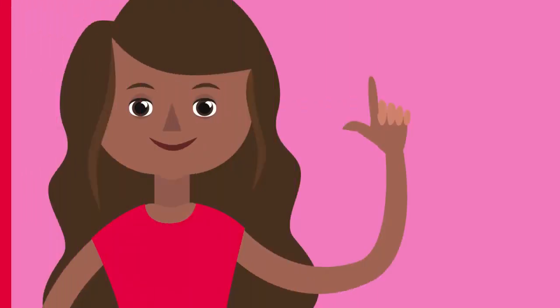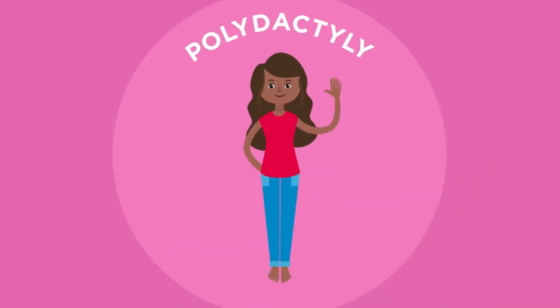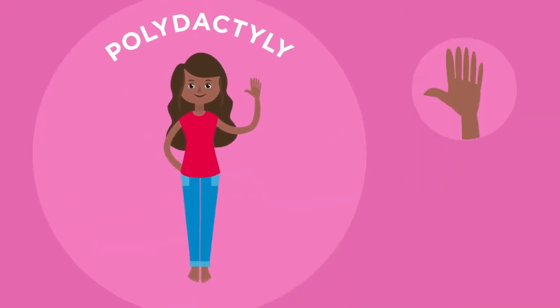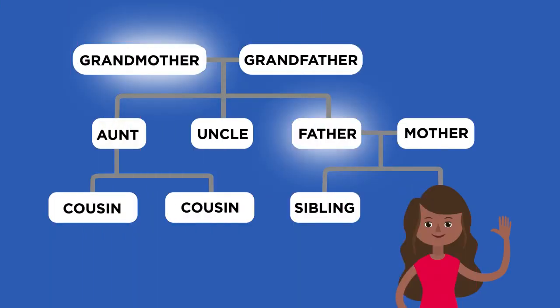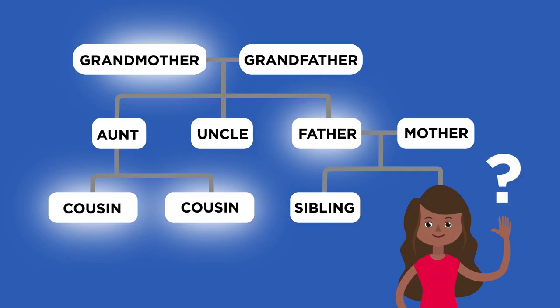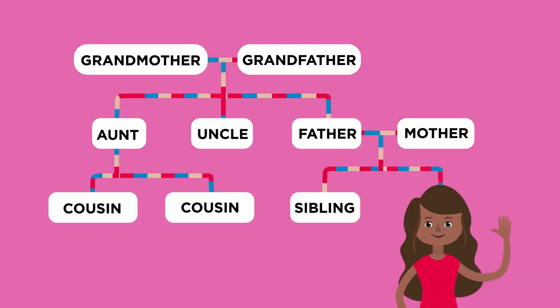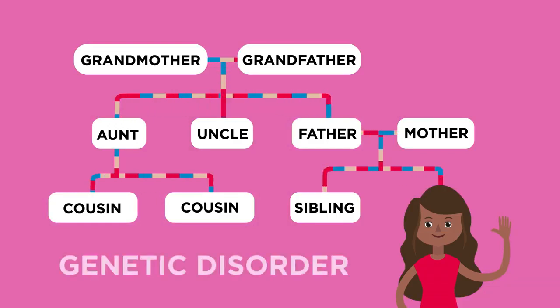This girl has 6 fingers on her left hand. She has a condition called polydactyly, which causes extra fingers or toes. Her father and grandmother, as well as some of her cousins, also have the condition. This should give you a clue about how she came to have it. Any ideas? Well, polydactyly is an example of a genetic disorder.